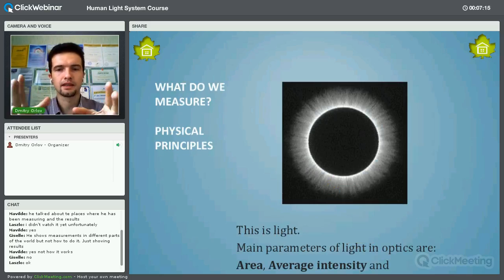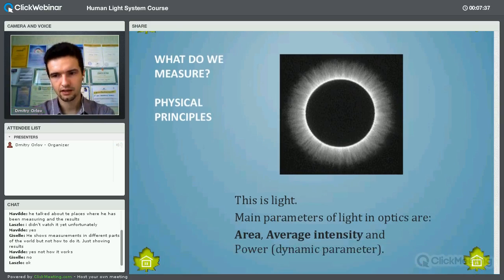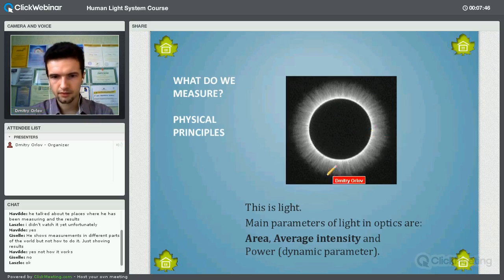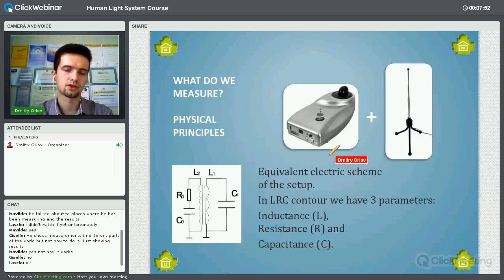So anyway, as long as we are having a very stable metal cylinder on the surface of the glass electrode, we have light around it, and the main parameters of this light are area and average intensity. And of course the power of light, but this is a dynamic parameter. So it means that we will take into consideration those two parameters in all further discussions and calculations.